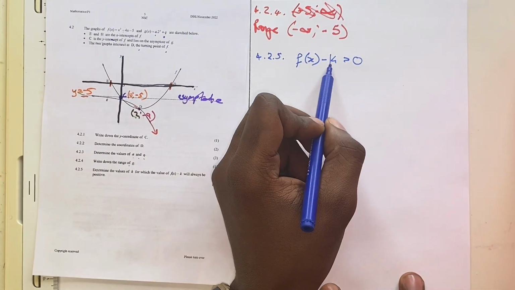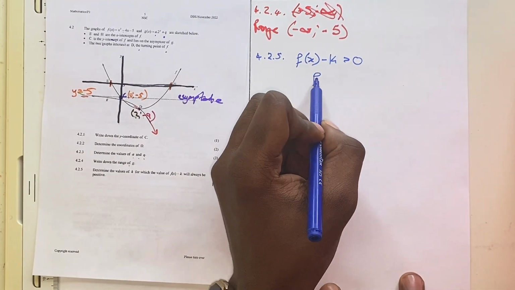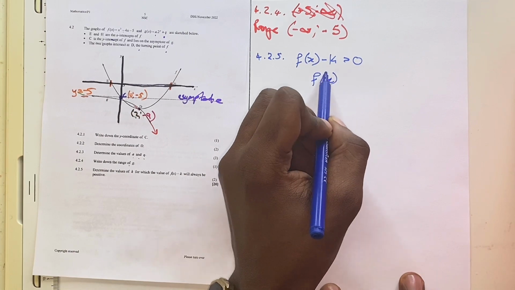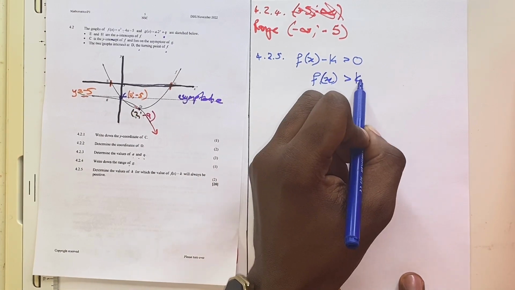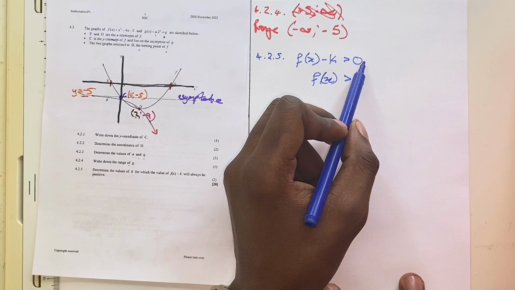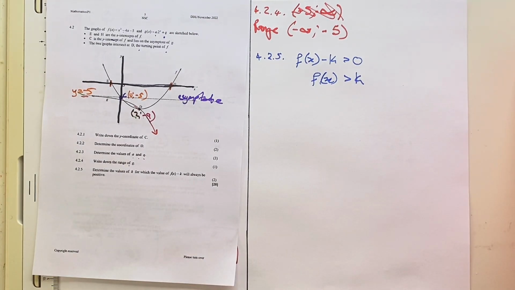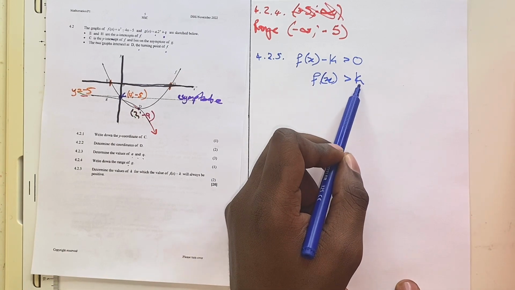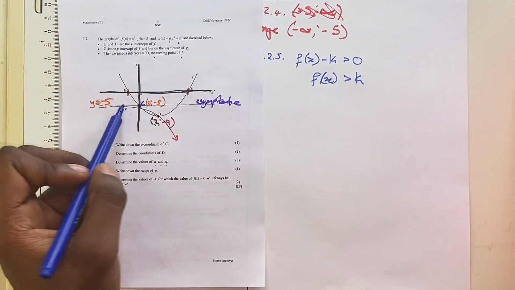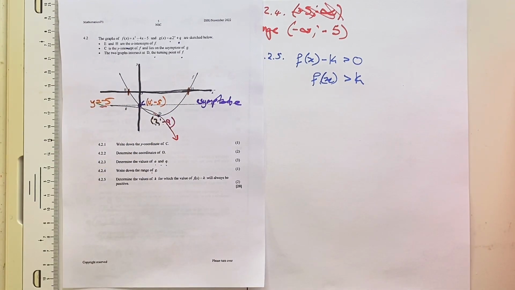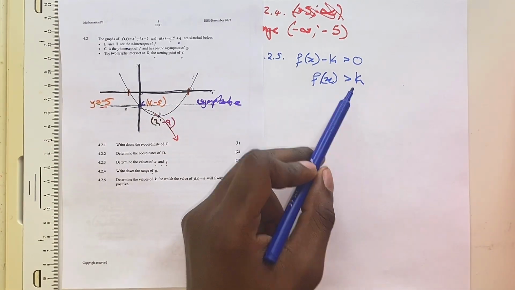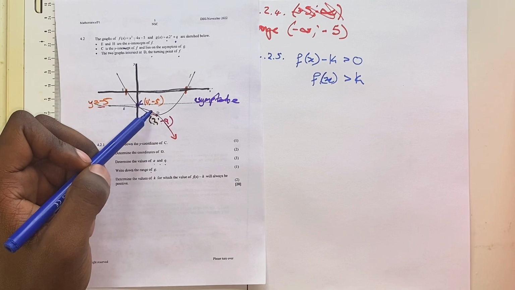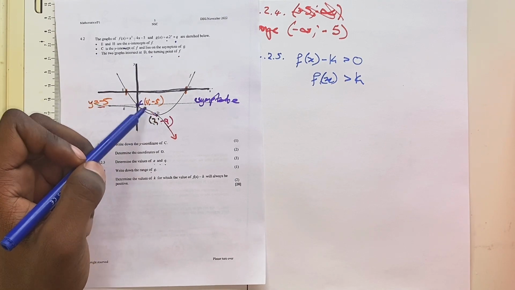Now let's take k to the other side and make it positive. We have f at x greater than positive k. You transpose it to the other side and it becomes positive. So basically we are looking where our function is greater than k. Now notice that from our function, it is greater than k where it exists.